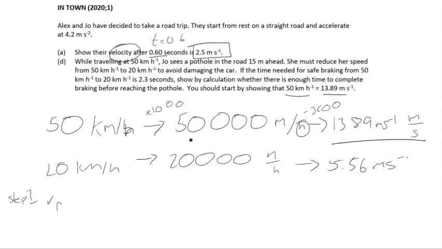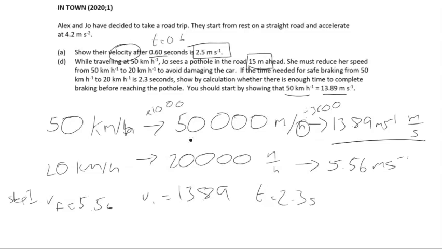Okay, so we can go back to step 1 now. Step 1, we've got our VF, which is 5.56. We have got our initial velocity, which is 13.89. The time it takes, so this is the tricky one. There's a pothole 15 meters ahead. She must reduce her speed from 50 to 20 to avoid damaging the car. The time is 2.3 seconds.